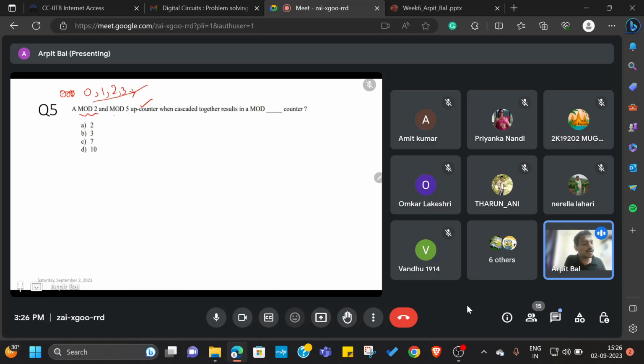Next is mod 2 and mod 5. What does mod 2 represent? Mod 2 means there will be two states. If the states start from 0, then I will have 0 and 1. Similarly, mod 5 means there will be a total of 5 states. For representing 5 states, how many flip-flops will I need?